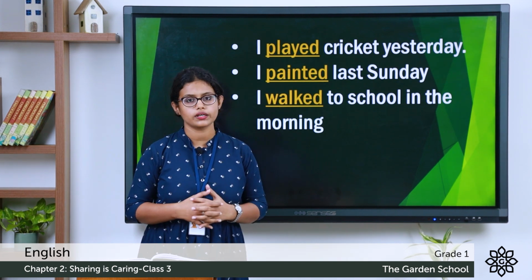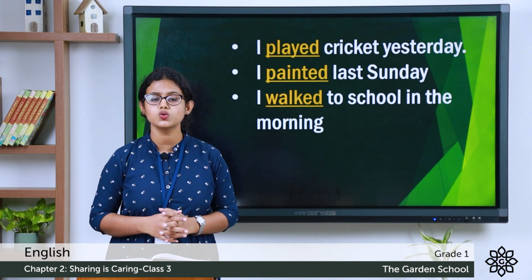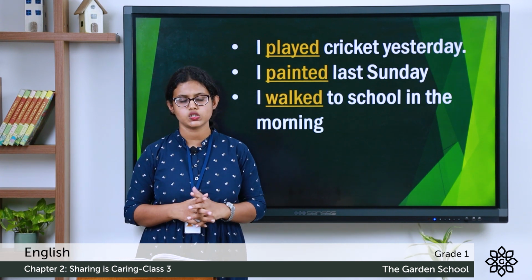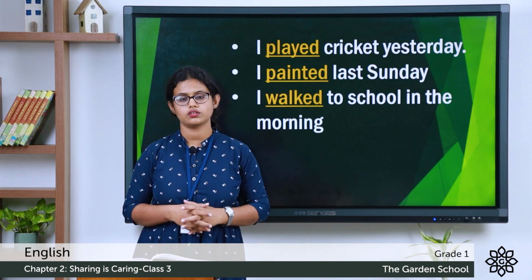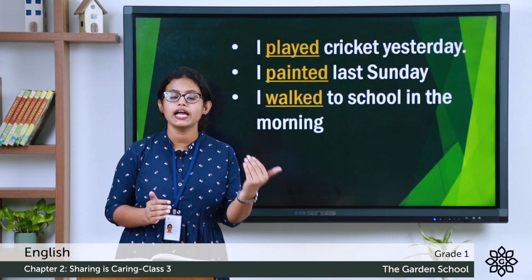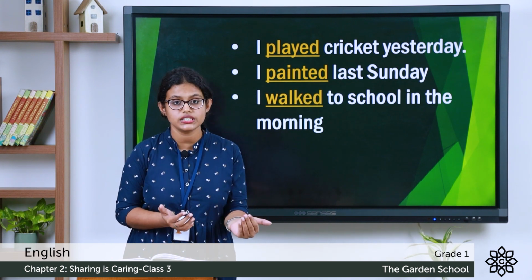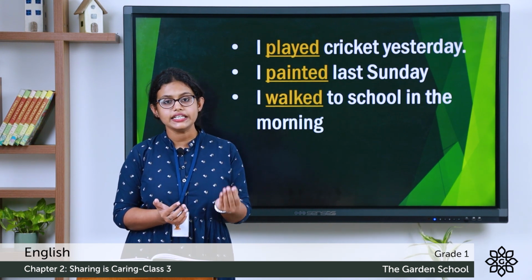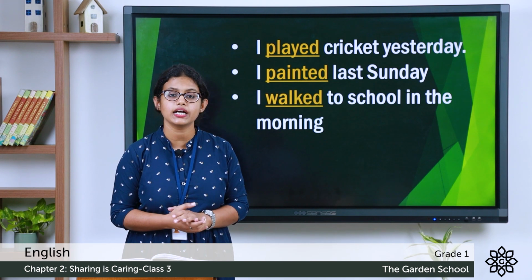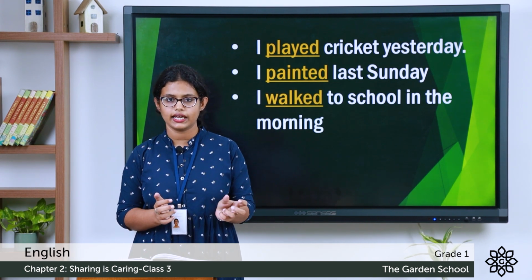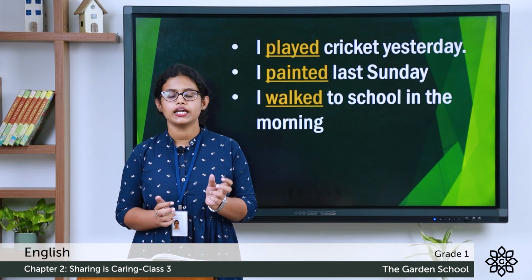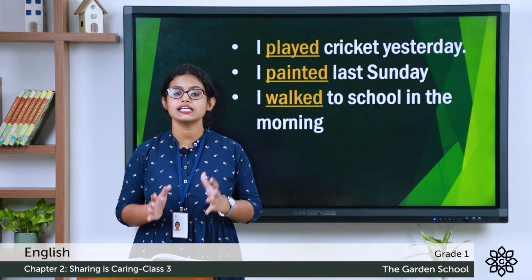What about the third one? I walked to school in the morning. So can you tell what is the action word? The action word is walk. And the action has already happened. When the action has already happened, we will add ed to that word. Then it will become walked. See the spelling? W-A-L-K. And we will add ed. K-E-D. Then we will read it as walked.